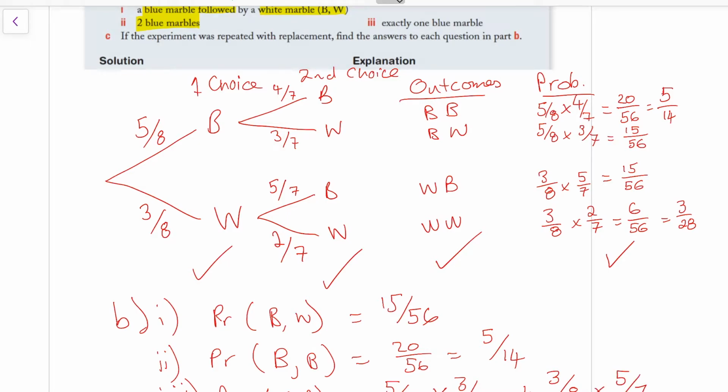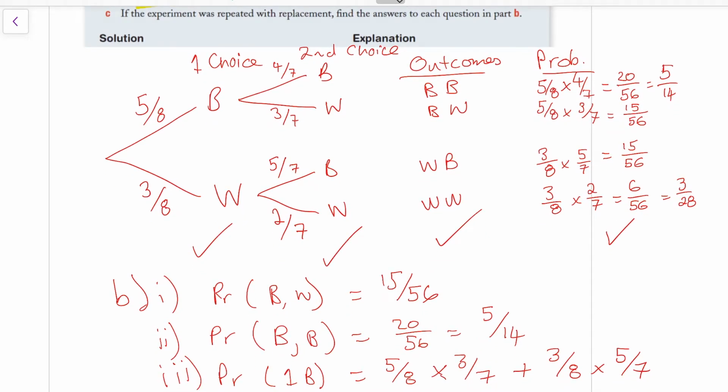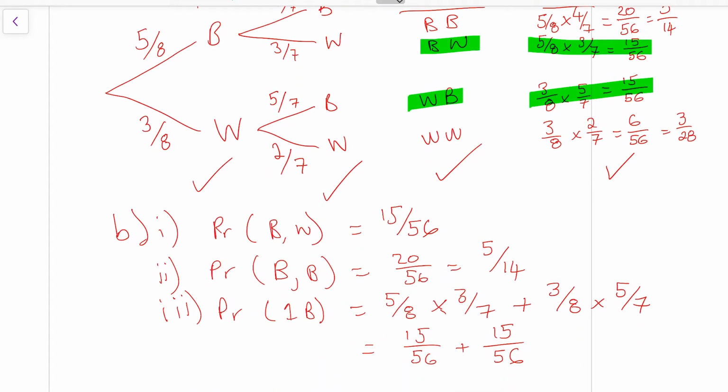Now if you look back up there, look where we've got a blue marble available to us. I'll just highlight it. So 1 blue marble there, 1 blue marble there. That's where I'm getting my numbers from, as you can see. So that's leaving me with 15/56 plus 15/56. 15 plus 15 is 30/56, and this can be simplified down to 15/28.